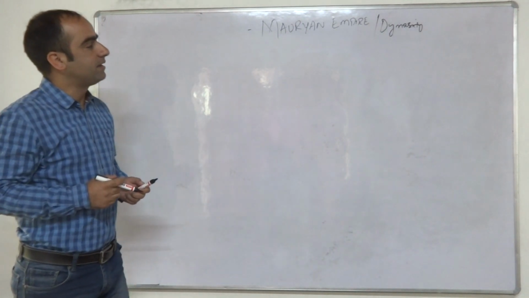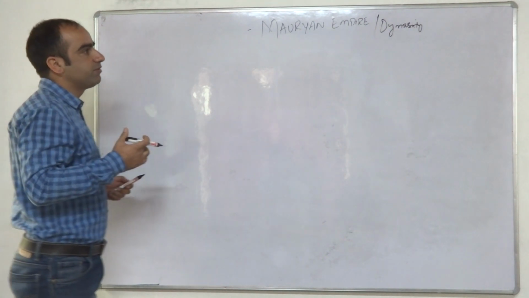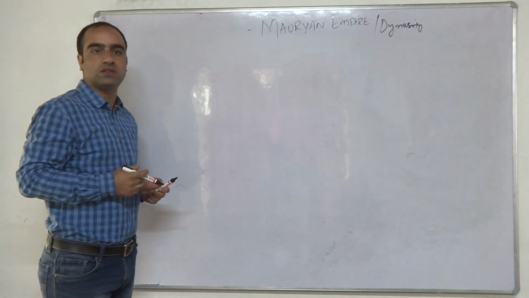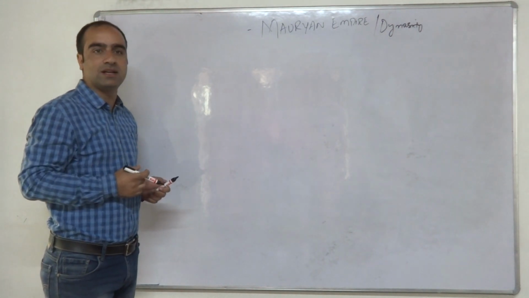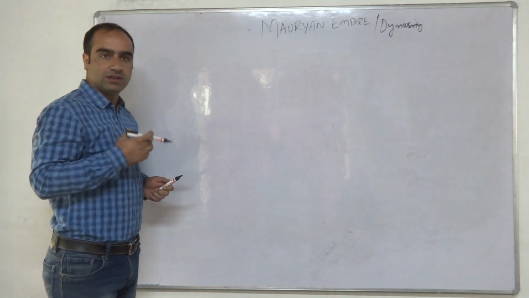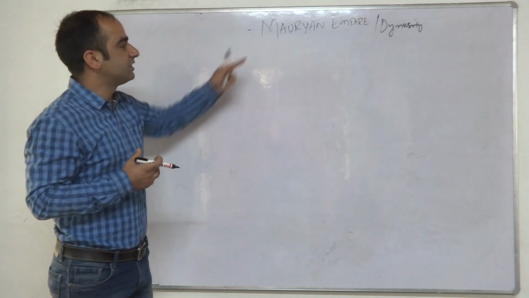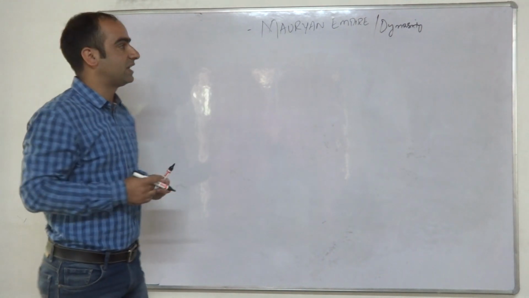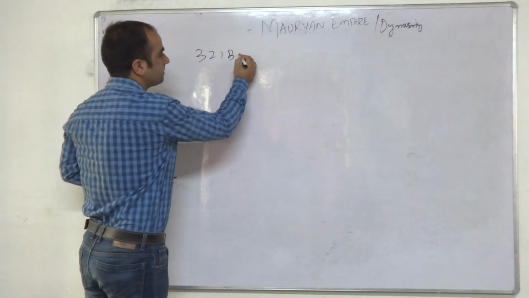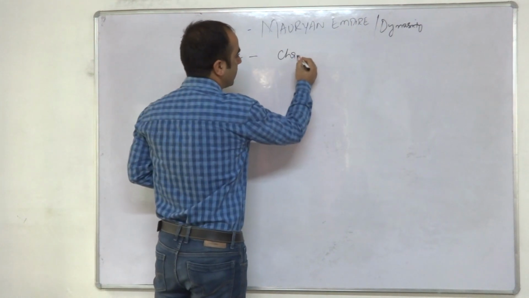This Mauryan Empire, I will try to give you a brief introduction about this dynasty before proceeding towards the topics which we will deal with separately. We will deal with each topic section wise. As far as the introduction of this Mauryan dynasty is concerned, this dynasty was founded in 321 BC by a king known as Chandragupta Maurya.